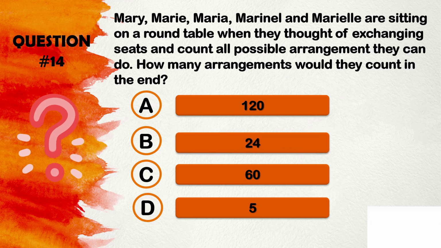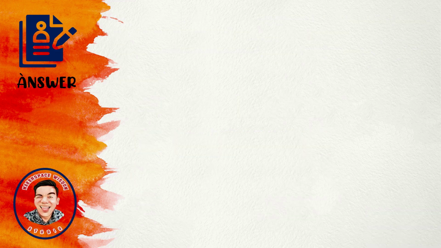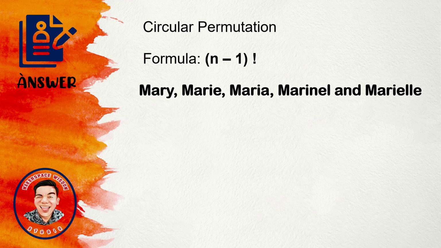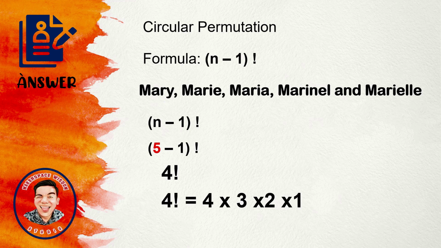Time is up. Solving the given problem, you can observe that that is an example of a circular permutation because they are sitting on a round table, with the formula n minus 1 factorial. And we have Mary, Marie, Maria, Marinelle, and Marielle. So there are five people who are sitting at the round table. Substituting it in the given formula, we have n minus 1 factorial, substituting 5 for n, we have 5 minus 1 factorial, that is equal to 4 factorial, or 4 times 3 times 2 times 1, which is equal to 24.